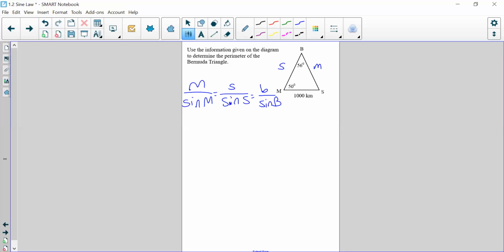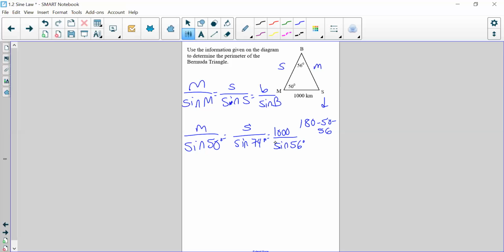I'm just going to fill in the information that's given to me in this triangle. For M, I do know the angle measurement. It is 50 degrees. For S, I don't know side S, and actually I don't know angle S, but I could solve for it. I could do 180, take away 50, take away 56. When I grab my calculator, you're going to end up with a 74-degree angle. And for B, I know the side and the angle.